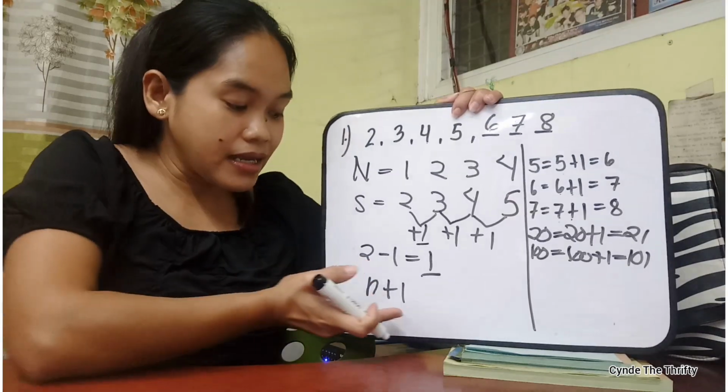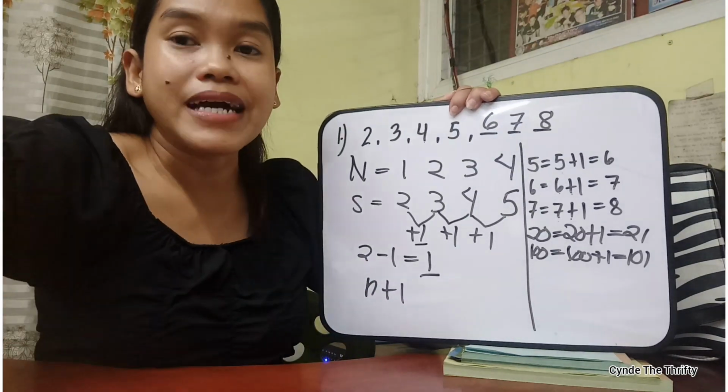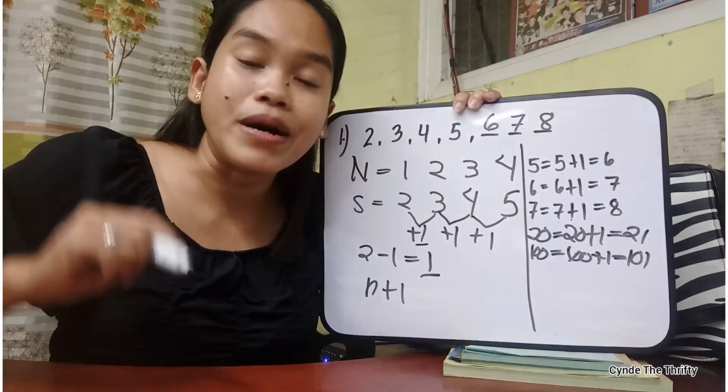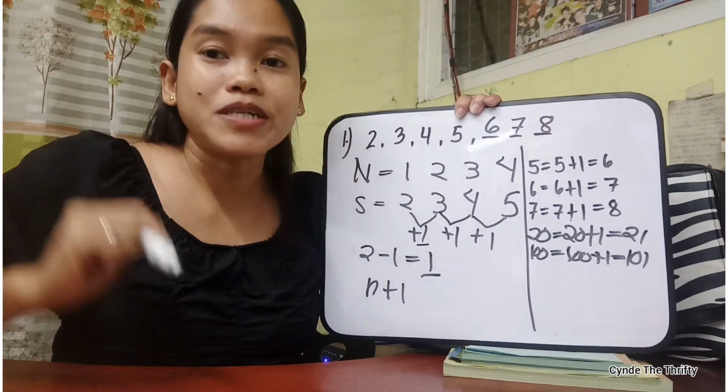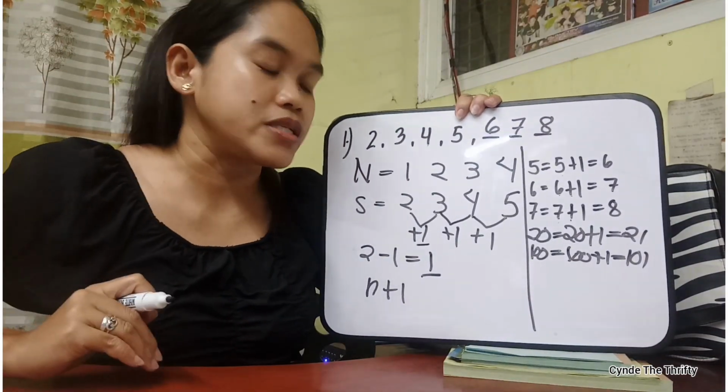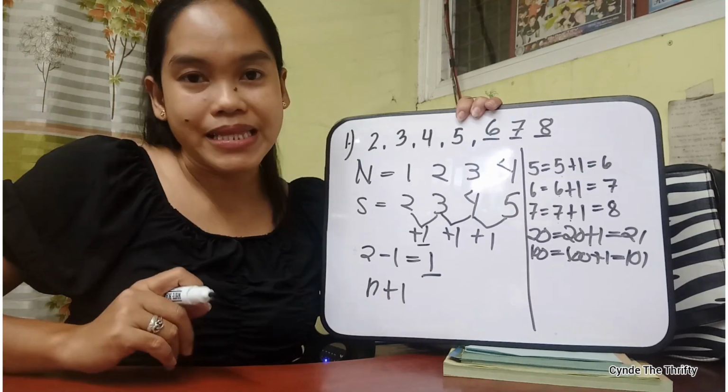O, di ba mas madali kapag meron kang nth rule kaysa mag-plus, plus, plus hanggang umabot ka ng 100 na plus. Mas mahihirapan ka kasi mas matagal yung matapos. So, mapapadali yun sa paggamit ng nth rule.